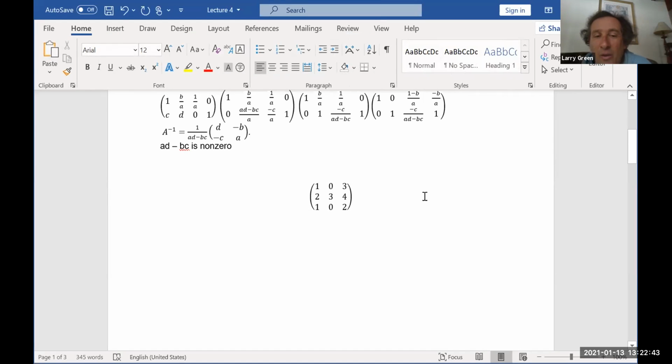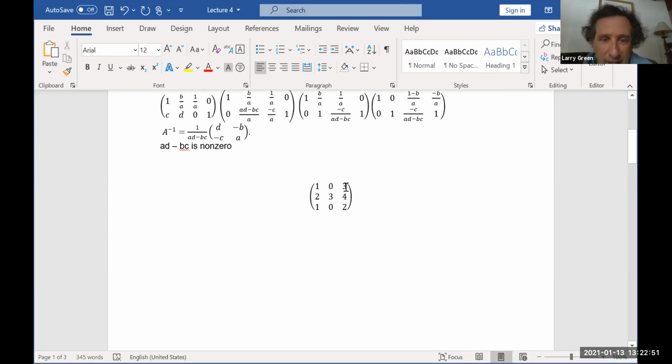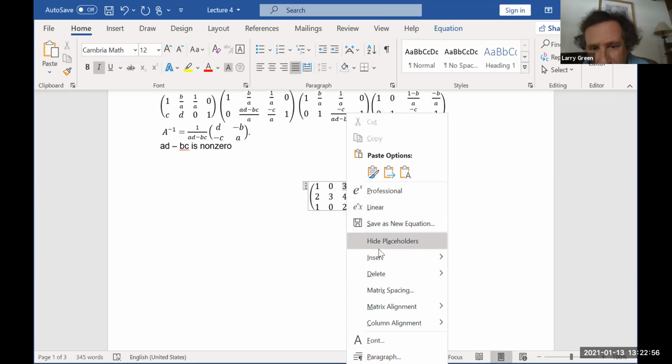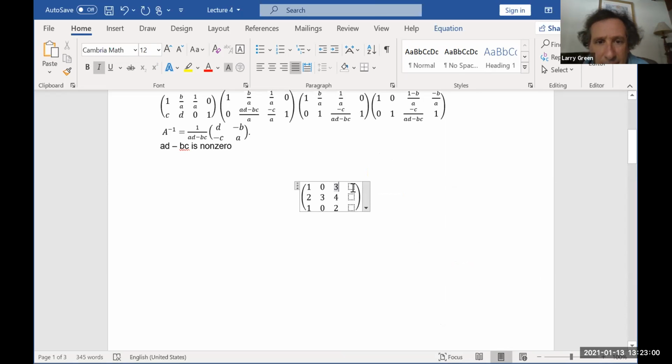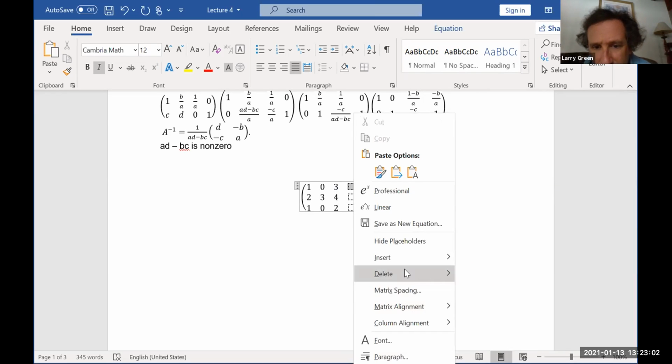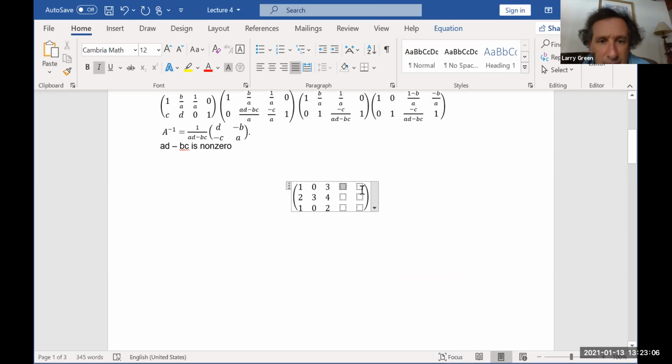Okay, so what's the first step? Just like we did before, put the identity matrix on the right. Right, put the identity matrix on the right. And I'm going to do that by just inserting a bunch of columns. And one more.